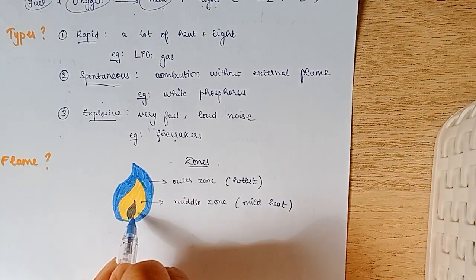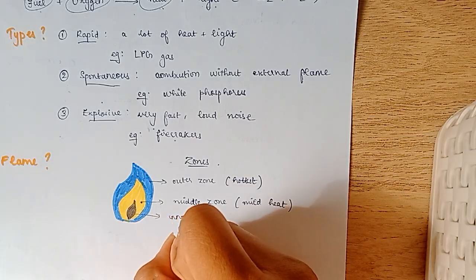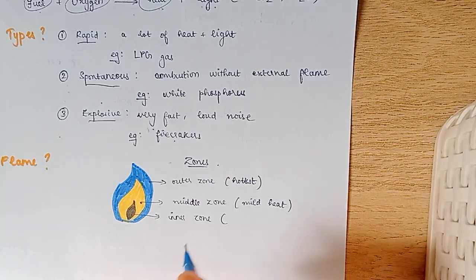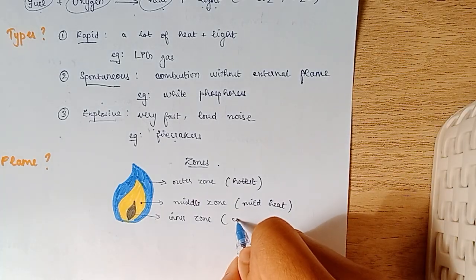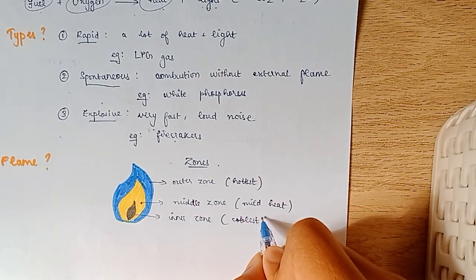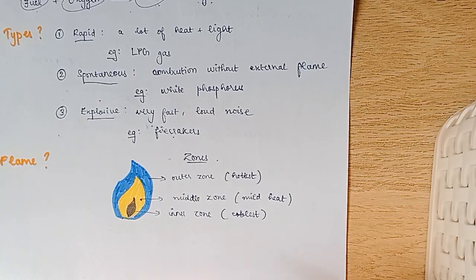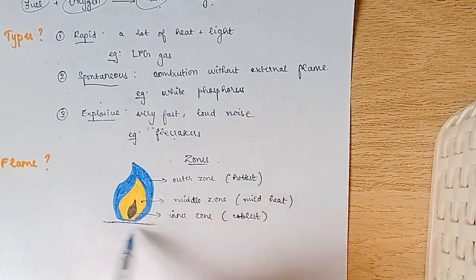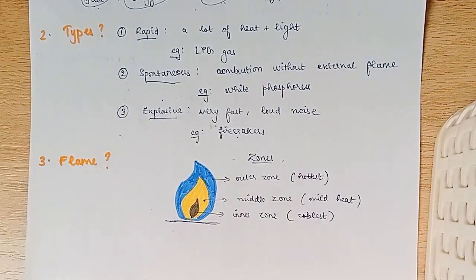And then we have the inner zone. So outer, middle, and inner. The inner zone is the darkest or the coolest zone. This is the region where the unburnt vapors are present, and this has the least temperature. These are the three zones of a flame, and this is really important in exams.